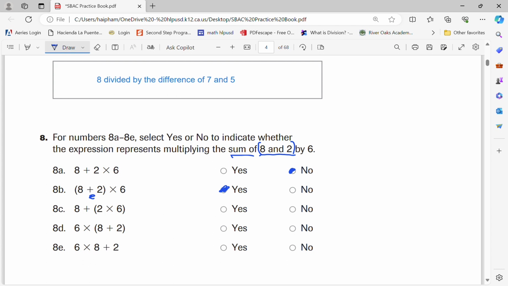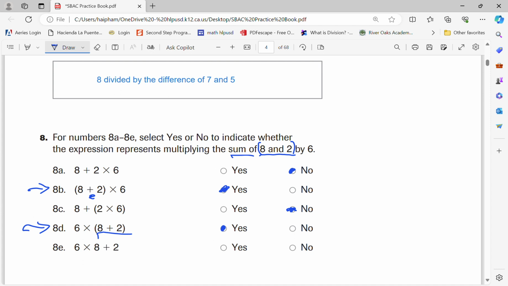8c, 8 plus parentheses 2 times 6 parentheses. Again, we have the grouping in the wrong place. They grouped 2 times 6 here, so we're going to say no. Next one, we have 6 times parentheses 8 plus 2 close parentheses. This is identical to what was shown on 8b. Okay, we have a group of 8 plus 2, the sum of 8 plus 2, being multiplied by 6. So this one's correct.